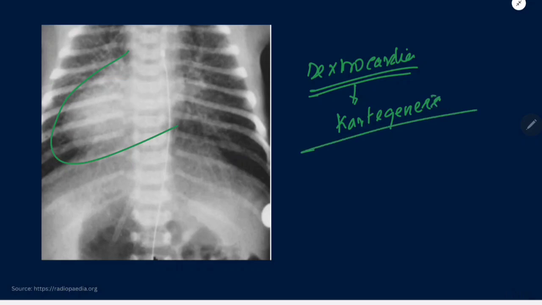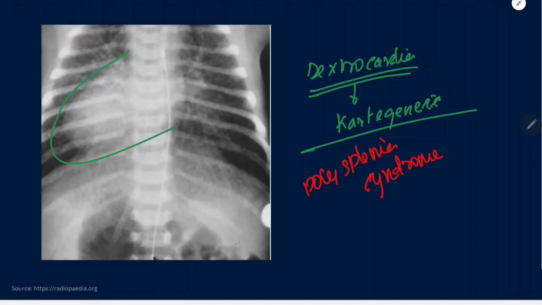In this condition, what is this? This is a condition called polysplenia syndrome. Okay, what is this? It's a polysplenia syndrome. This polysplenia syndrome is an isomerism disorder. So now what do you see in this polysplenia syndrome? You can see a midline liver. Okay, here you can see a midline liver.